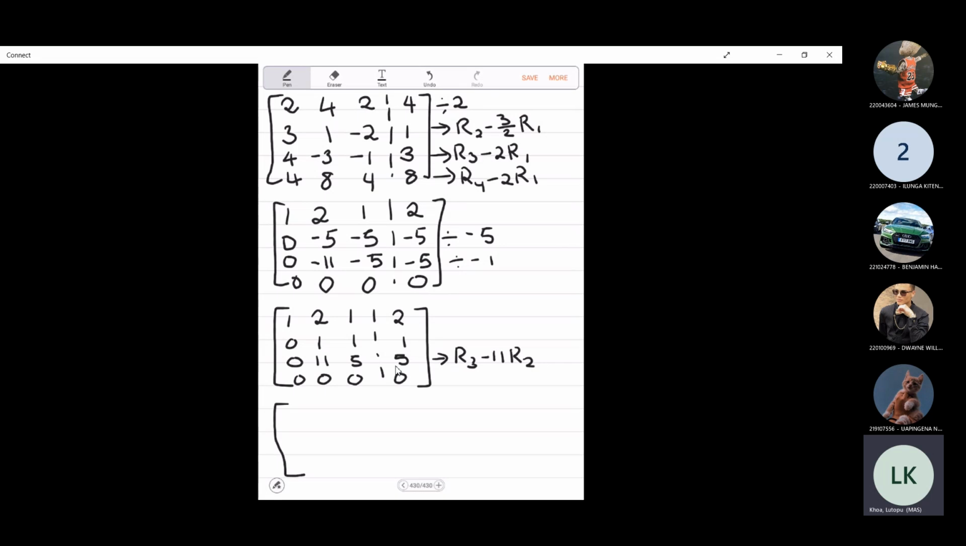Okay, so I have 1, 2, 1. There's a 2 there. Then 0, 1, 1, 1. And then we say 11 minus 11 there, we'll get 0. Then 5 minus 11, this is minus 6. And then 5 minus 11 again is minus 6. The last row is just zeros. Okay, so this one here we will divide by -6.